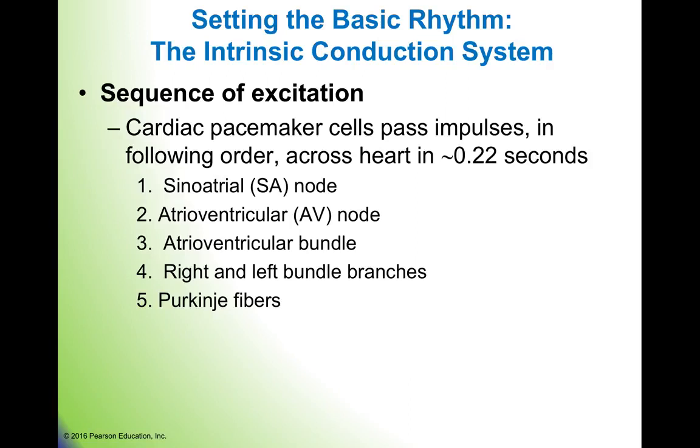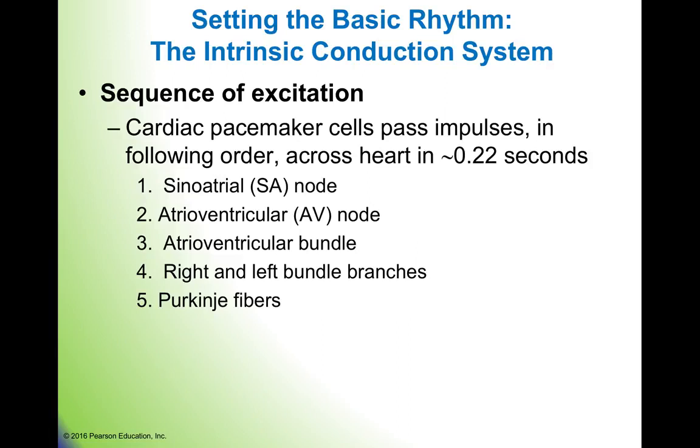One of them, which initiates this whole process, is known as the sinoatrial or SA node. The second one is called the atrioventricular or AV node. The next one is called the atrioventricular bundle, which branches off to the right and left bundle branches. And that branches into Purkinje fibers, which are the smallest categories or branching of the non-contractile cells.